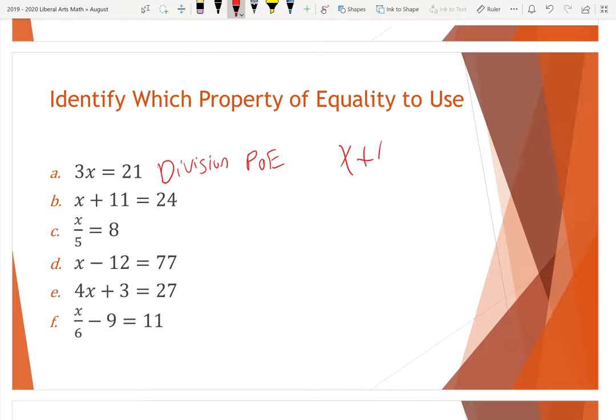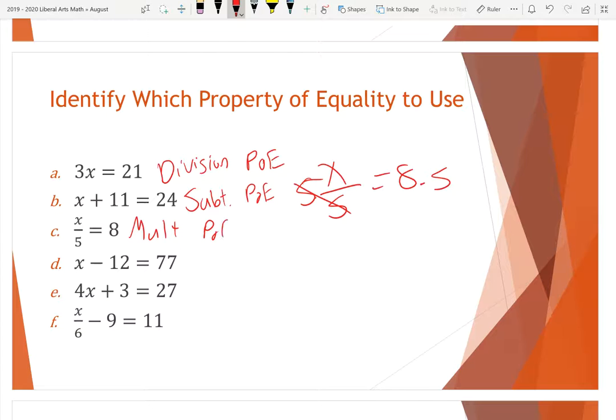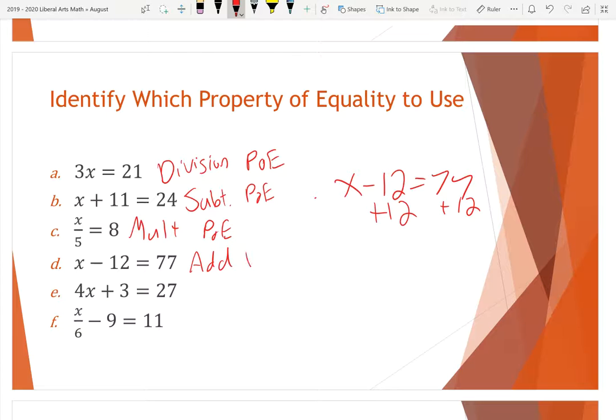B, we have x plus 11 equals 24. To solve this, I would have to subtract 11 on both sides, meaning I would use the subtraction property of equality to solve it. On C, we have x divided by 5 equals 8. I would have to multiply both sides by 5 to solve it, meaning I would use the multiplication property of equality. And then D, we have x minus 12 equals 77. I would have to add the 12 on both sides to solve it. So that would be the addition property of equality.